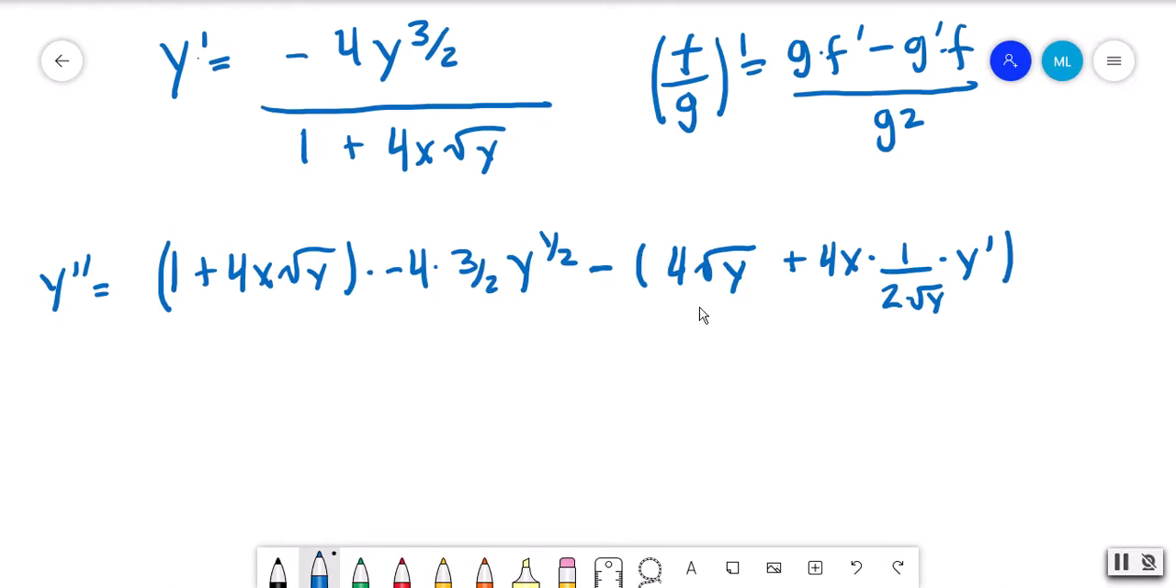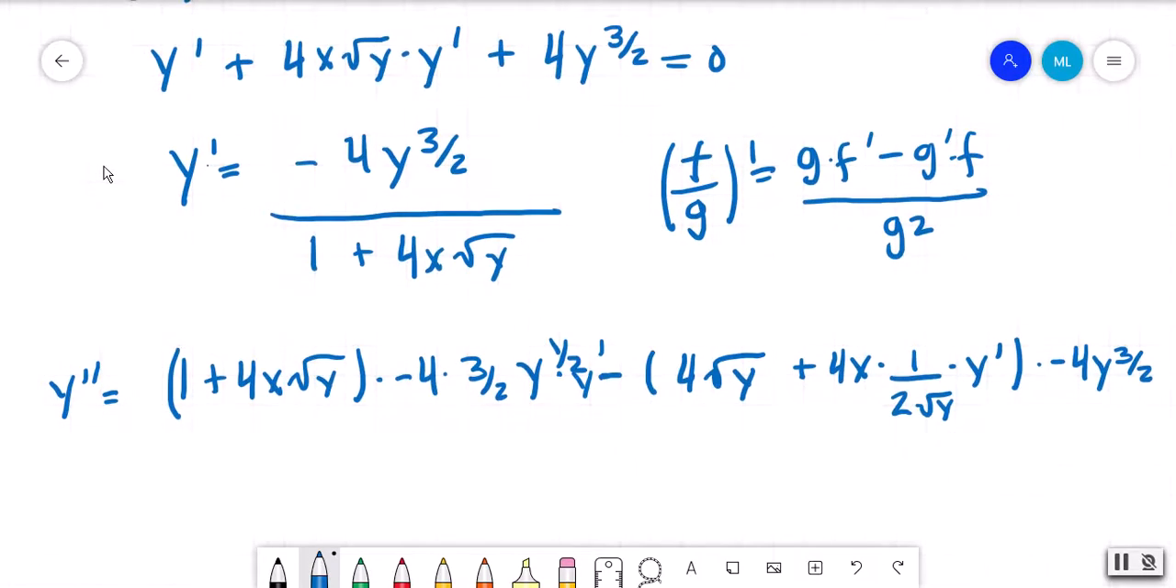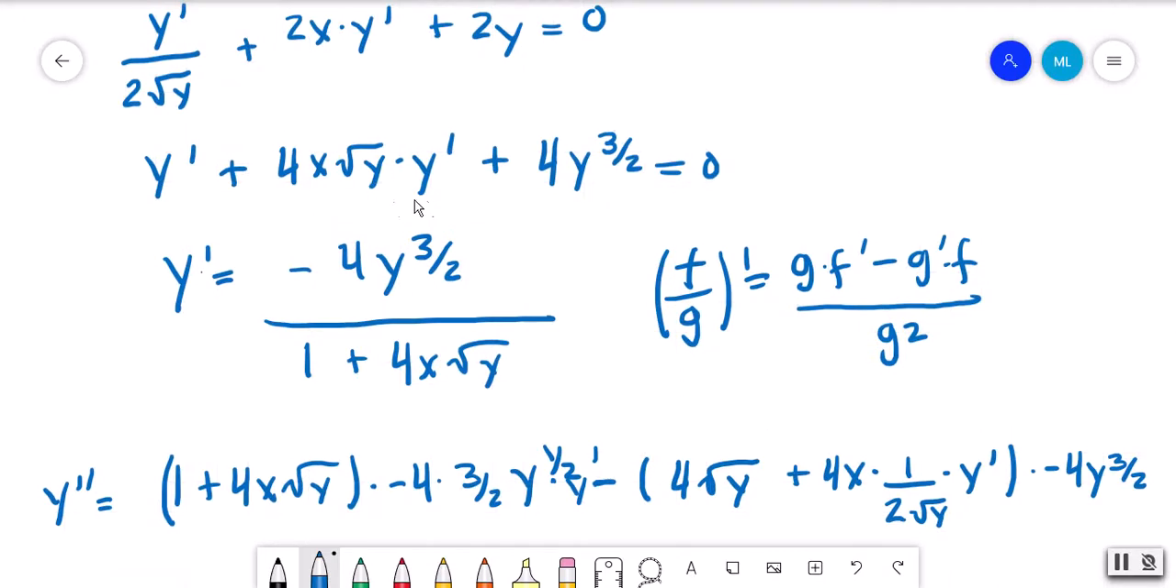But then that's also going to be times the original, in terms of negative 4 y to the 3 halves. From there, I wouldn't recommend distributing too much right now. Okay, there's a y prime missing right there, so that's times y prime. There's a y prime right here missing too. We can scroll back up if we're not too sure, which I always need to check to see that I didn't miss anything.